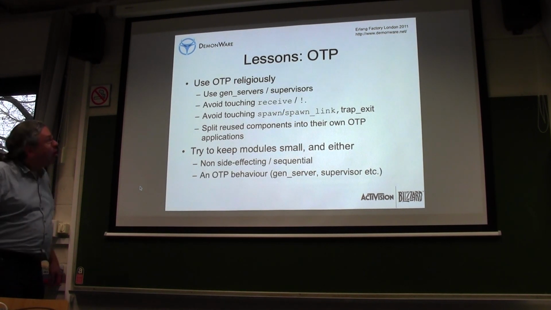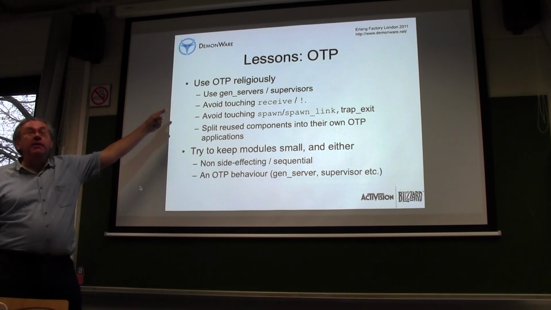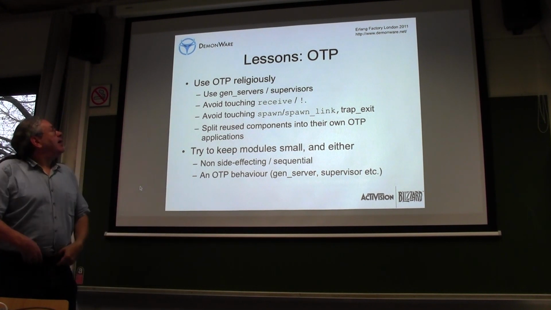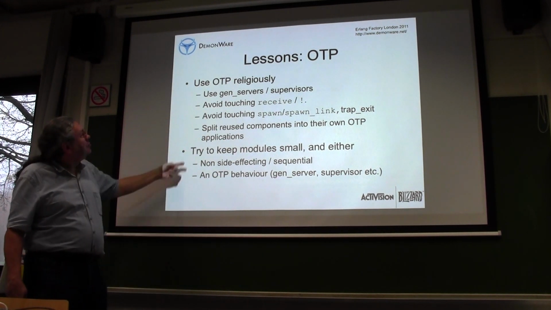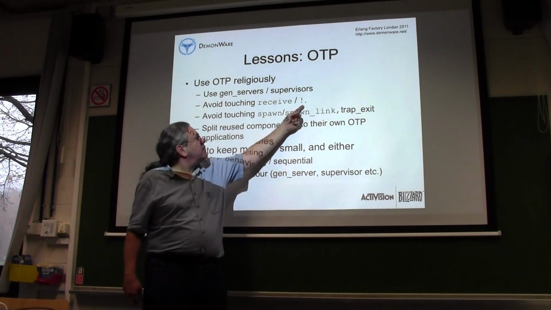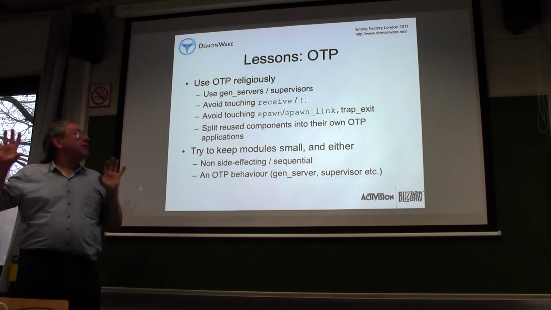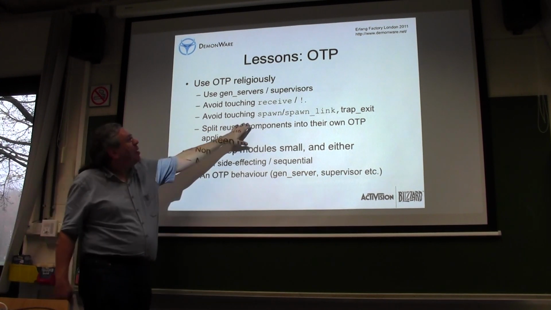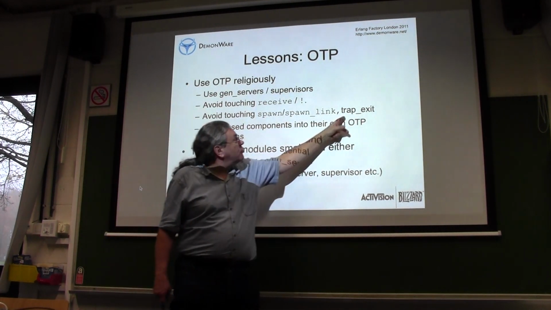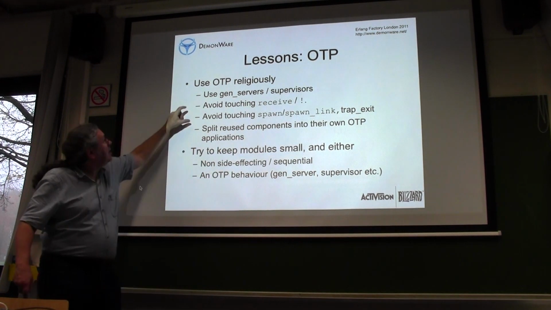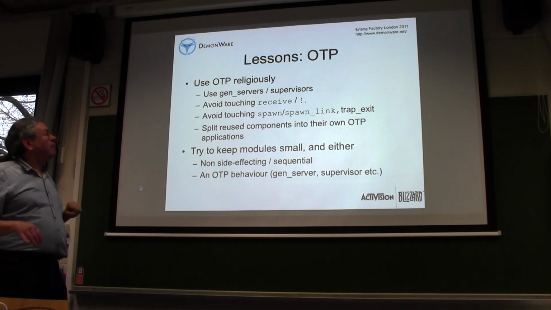Okay. Now OTP. These are the behaviors. What they find is use it religiously, meaning only it. Use gen servers, use the supervisors, avoid touching receive and send. Don't actually send messages yourself. Do everything with behaviors. Don't do spawn yourself. Spawn link, which spawns and makes the link at the same time. Don't call trap exit. All of that is done inside the behavior. So really use the high level stuff, okay?